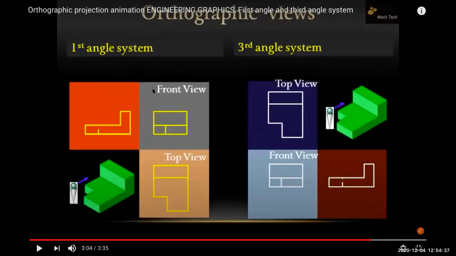Here you can see for first angle system, front view is above the reference line, top view is below the reference line, and this is on my left hand side, so this is your right hand side view. When we see the third angle projection, top view is above the reference line, front view is below the reference line, and your right hand side view is on your right hand side. Okay.